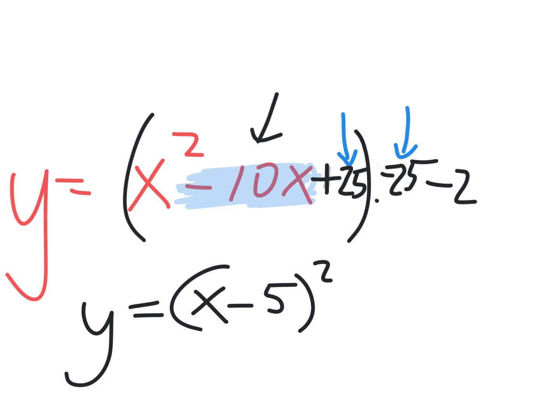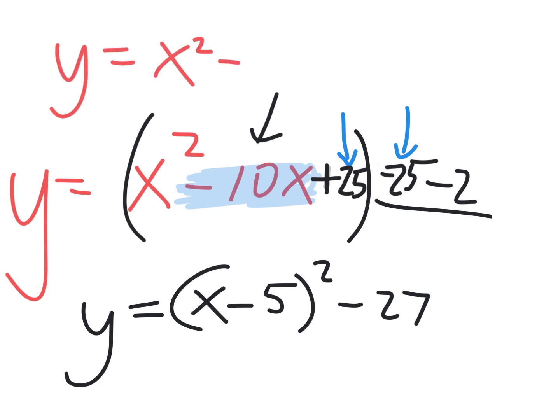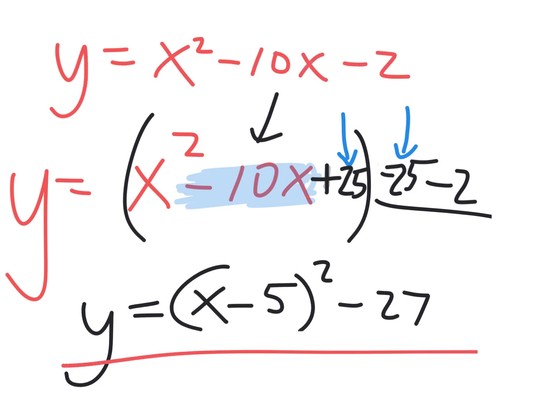Okay, and then what's that? Negative 27. And then, I've just changed it from what it was. Let me go back to the original. The original was this. Would you agree the original was in general form? And now I just changed it into vertex form. And that was the goal for today, to take it from general to vertex. And this will work.